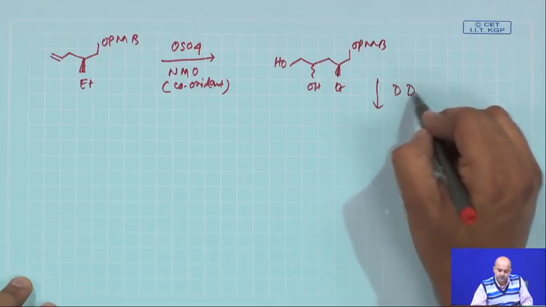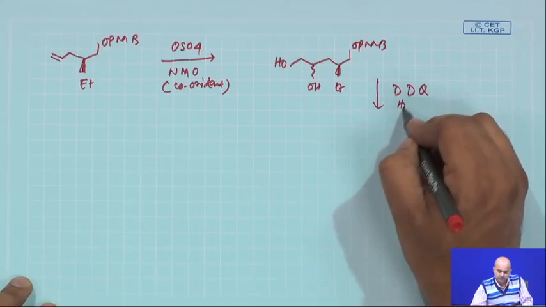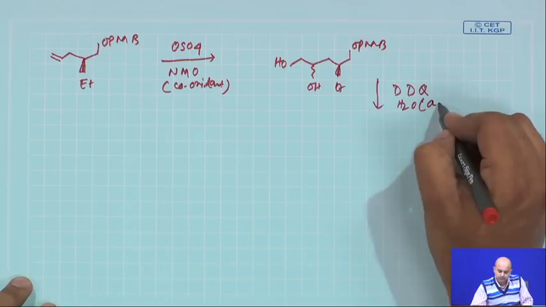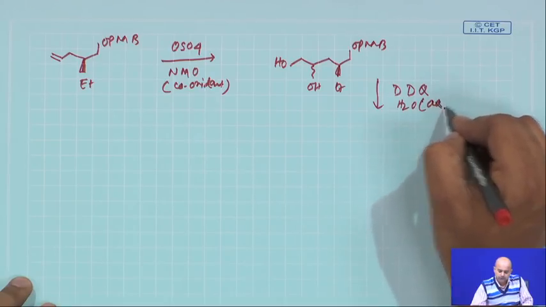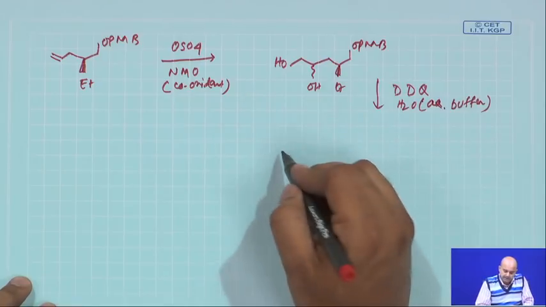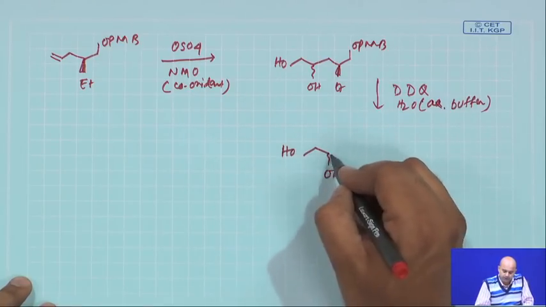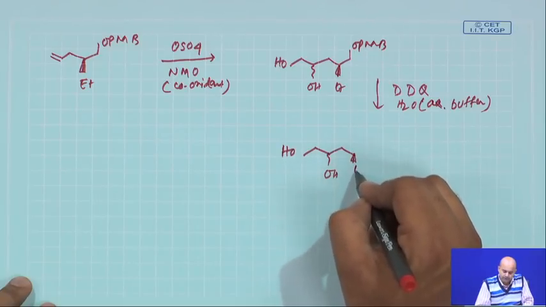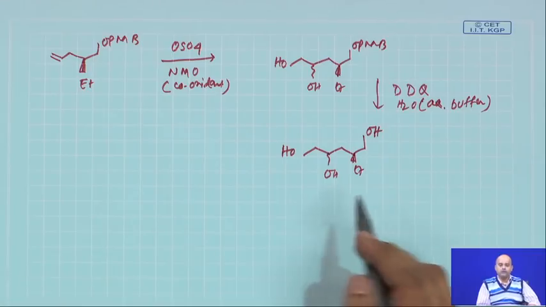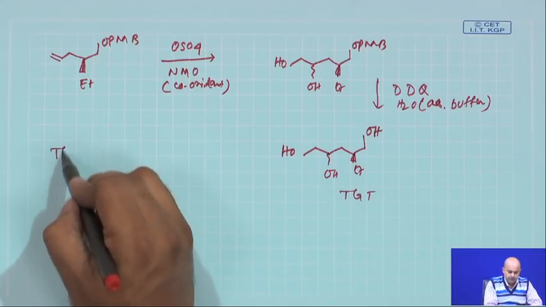And for the final target, if you see, the PMB group has been deprotected. For the PMB deprotection, you can straight away use DDQ in a water medium or an aqueous buffer, and then the PMB group will be deprotected as discussed earlier under DDQ conditions, and you will get the final target molecule.